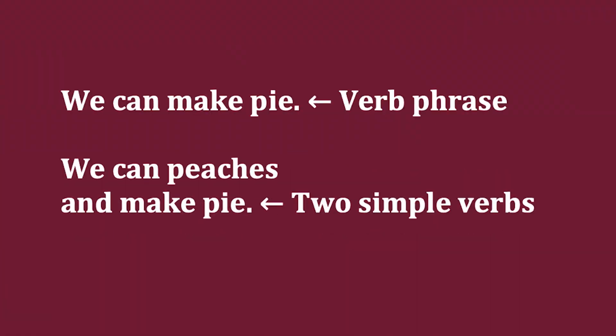Getting back on track. Fifth, don't assume that just because there's more than one verb in a sentence, that it's a verb phrase. Look for helping verbs and decide whether or not the verbs are working together as one unit. Example, we can make pie. That's a verb phrase. A non-example is we can peaches and make pie. That's two simple verbs.